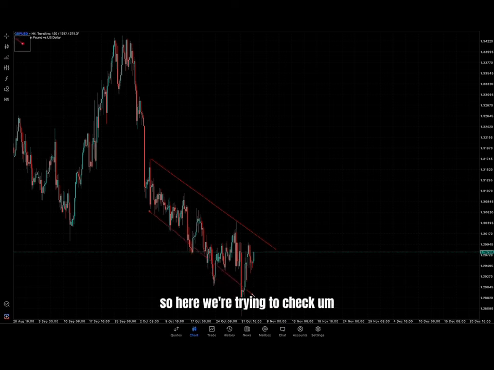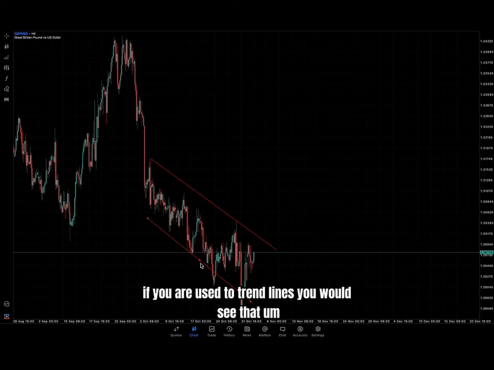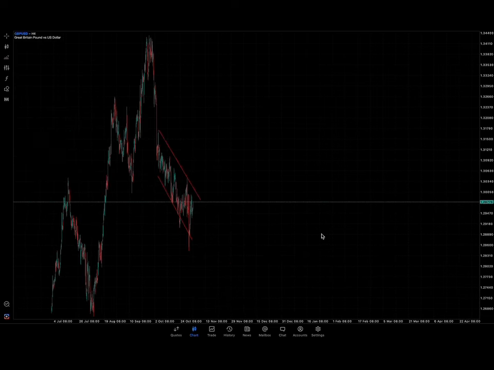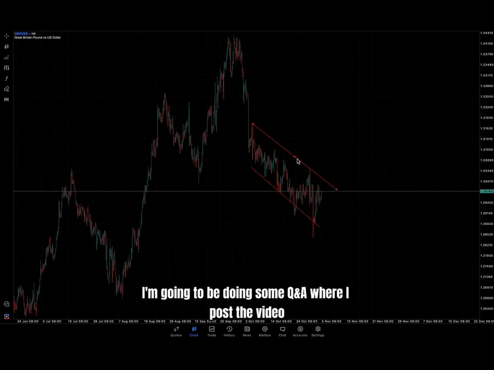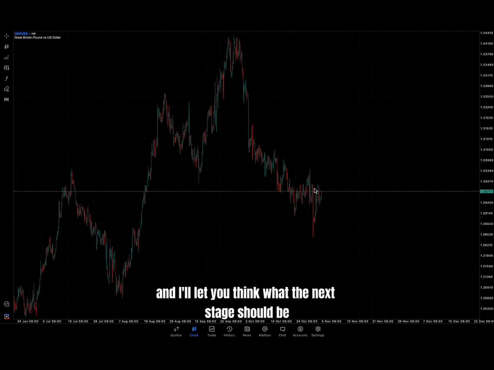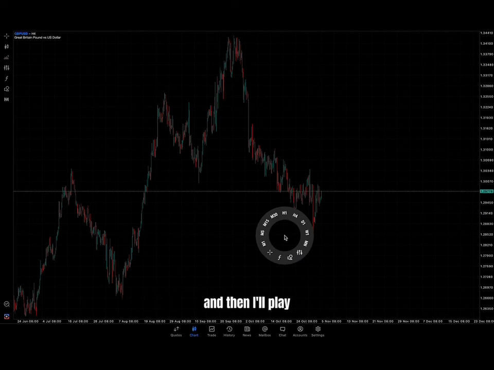So here we're trying to check where the trend is going. If you are used to trend lines, you would see that this is a drop base, and definitely it will drop like that. Or in which a drop base drop is, what is it? I'm going to be doing some Q&A where I post the video, and I'll let you think what the next stage will be, and then I'll play.